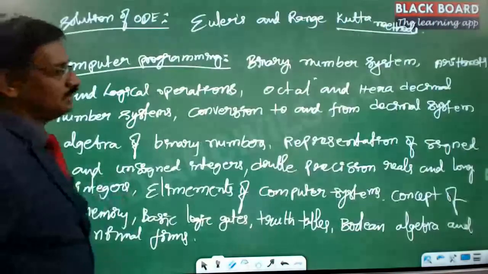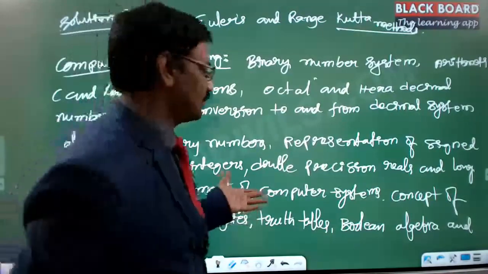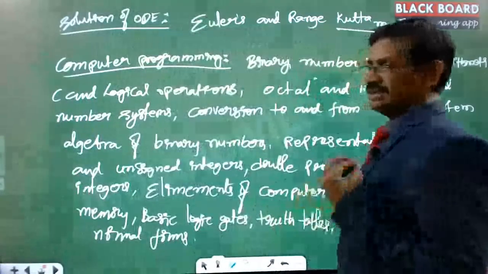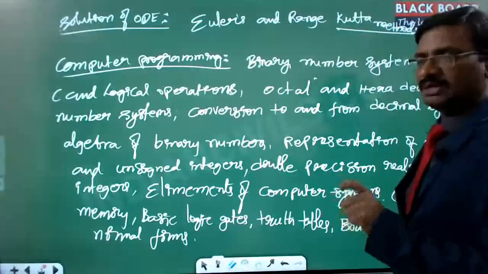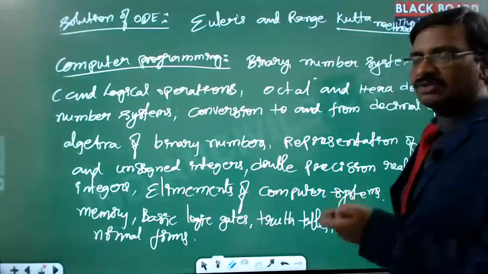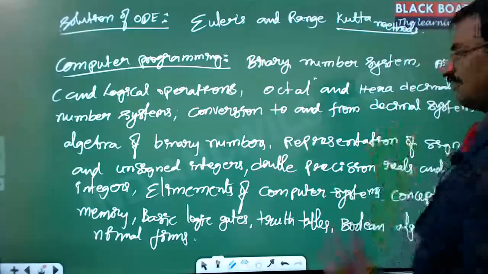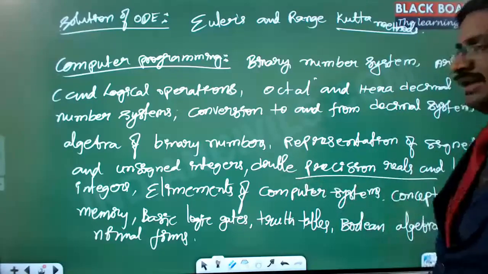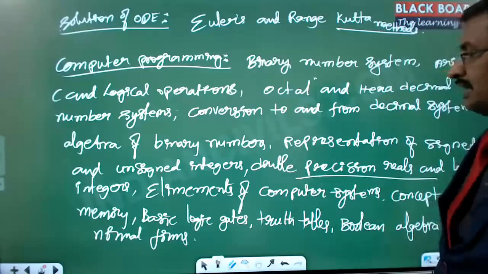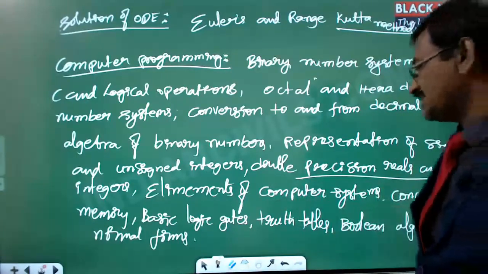And to represent double precision reals, the real numbers, the decimal numbers, if there is a decimal point in between the number, even for binary numbers, how do we interpret real numbers in the binary number system? That concept we will have to understand. And I see that there are questions coming on real numbers with binary, right? So, then elements of computer system, concept of memory, and basic logic gates.